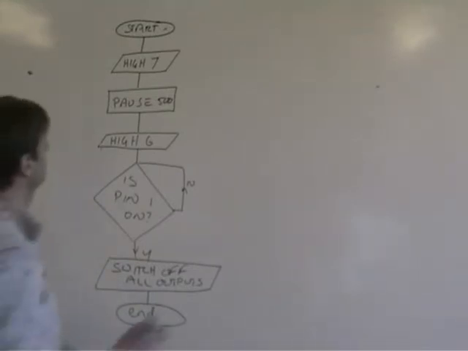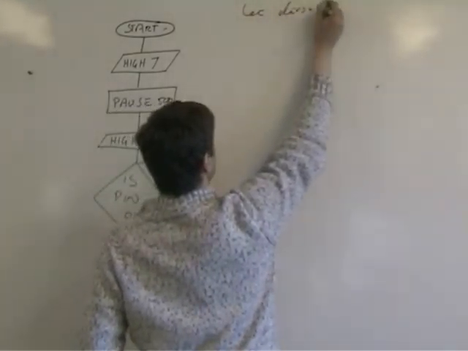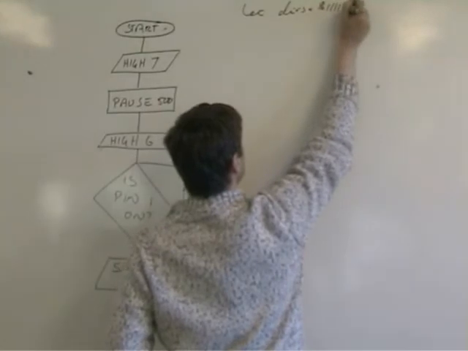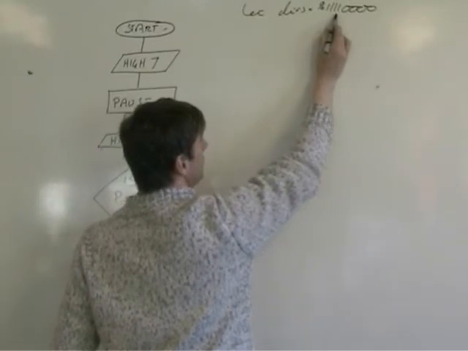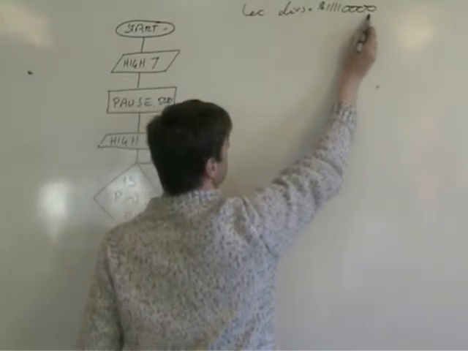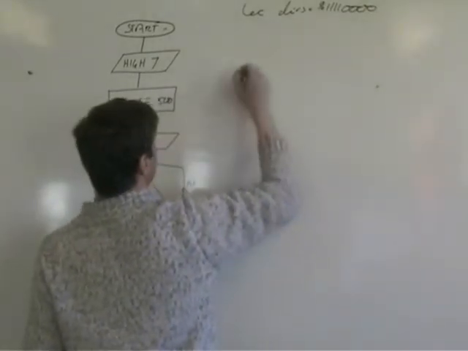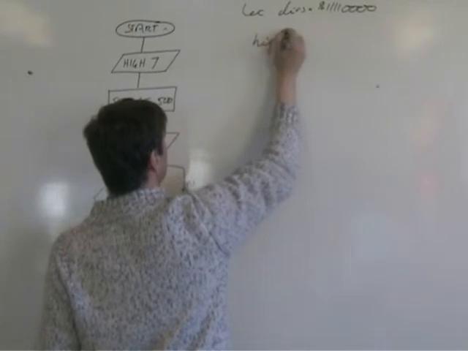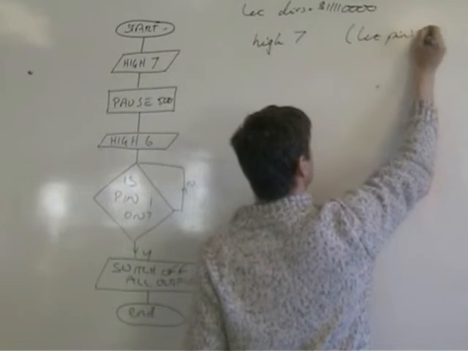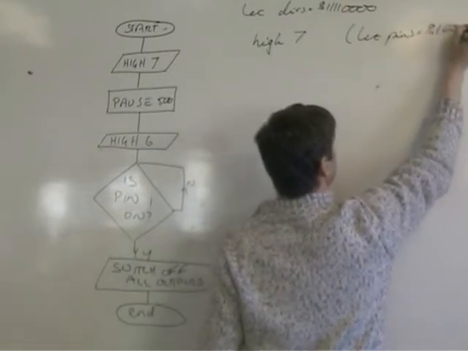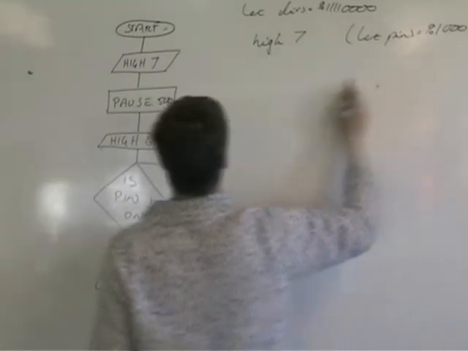To do the code, we start off, we do let DIRS equal percent 1111 0000. That just sets up 7, 6, 5 and 4 as outputs and 3, 2, 1 and 0 as inputs. So high 7, there's two ways of doing that. You can either just use the high 7 again, or you can say let pins equal percent. Okay, so that's pin 7 there.